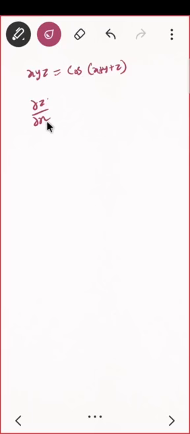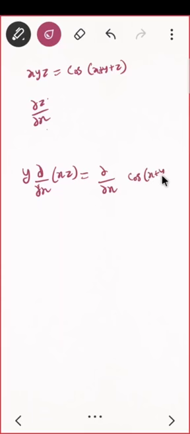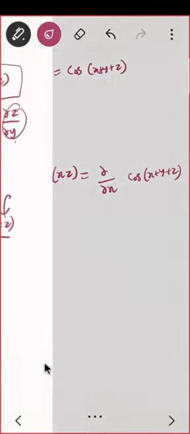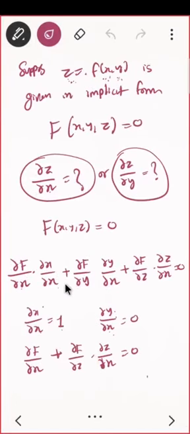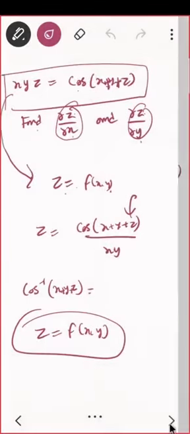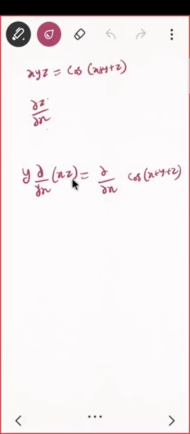Suppose you want to find ∂z/∂x. So you have to differentiate the whole thing with respect to x. Here y is a constant for me, so it will be y times ∂/∂x of xz, correct? And here it will be ∂/∂x of cos of (x plus y plus z). I am not using the result we derived earlier; I am using this thing which I wrote here. Now you have to use the u into v rule. So y outside, if you put the u into v rule, what will it be?